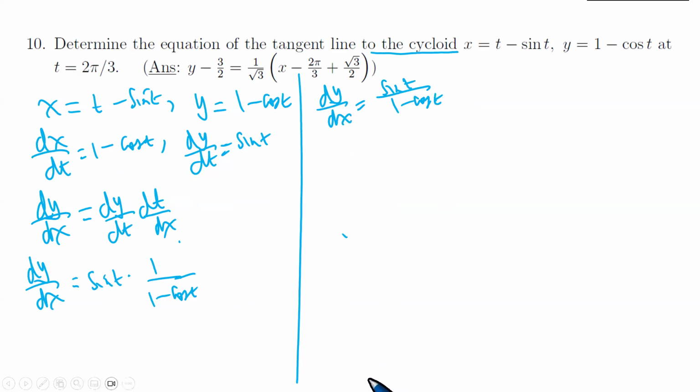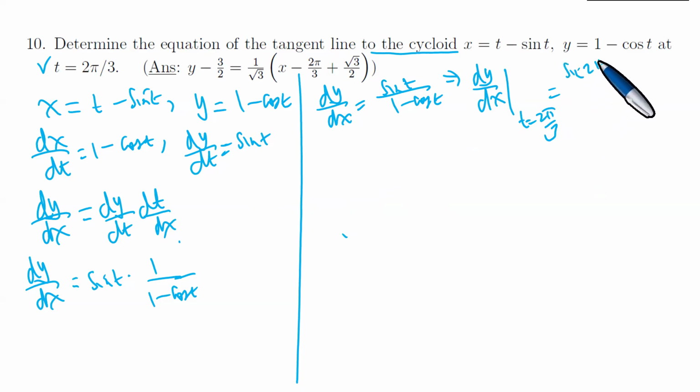Let us evaluate this one at t equals 2 pi over 3. What is the sine of 2 pi over 3? The sine of 120 degrees is the same as the sine of 60, which is the square root of 3 over 2.